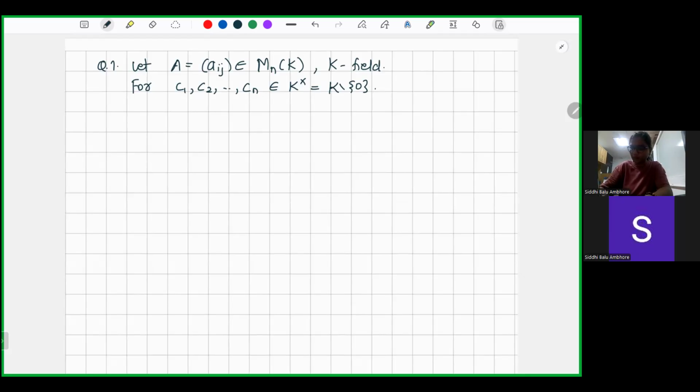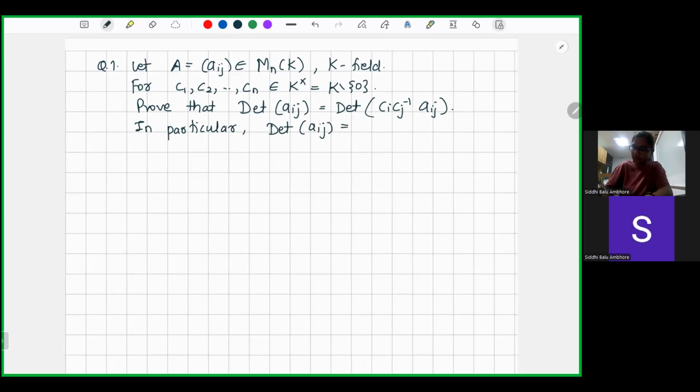So we have to prove that the determinant of (Aij), that is this matrix A, is equal to the determinant of (Ci Cj inverse Aij). And in particular, the determinant of (Aij) is equal to the determinant of ((-1) power i plus j Aij). This is what we need to prove.